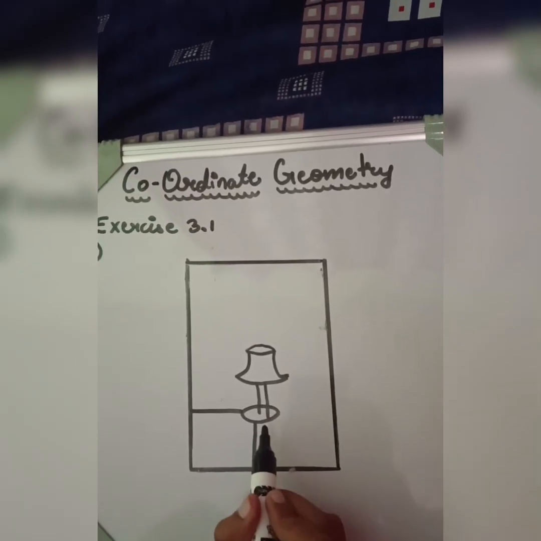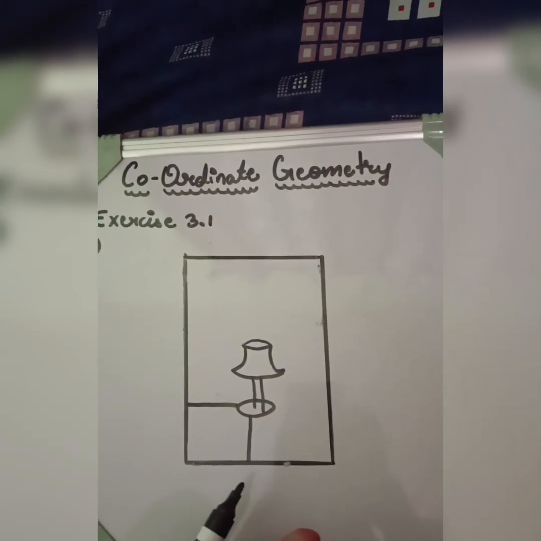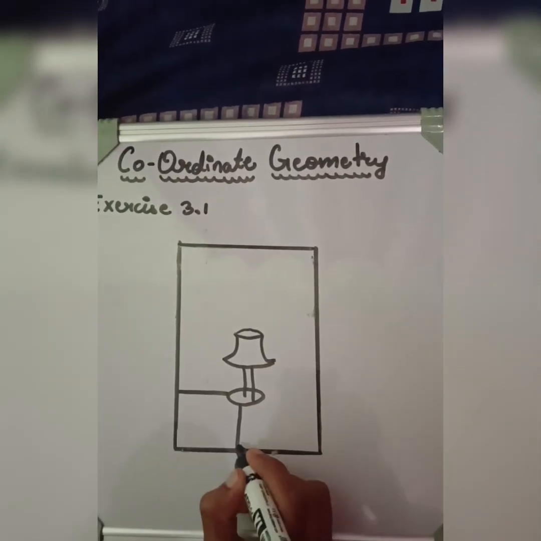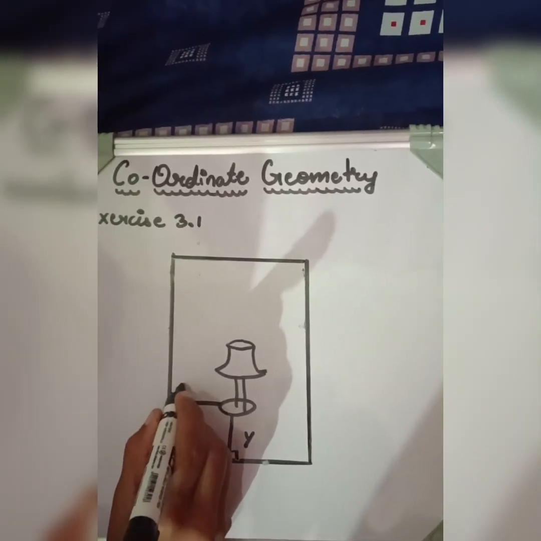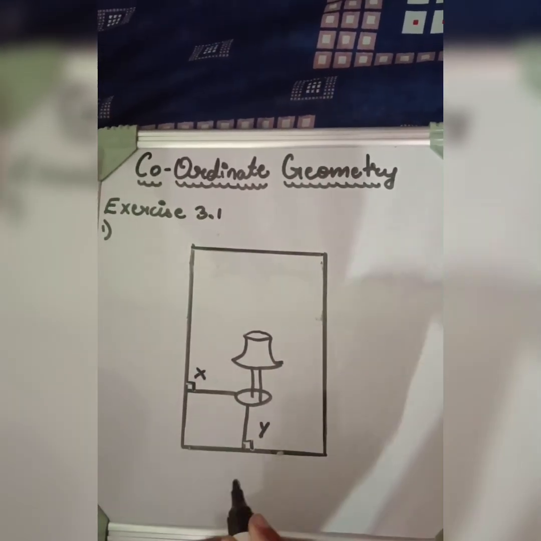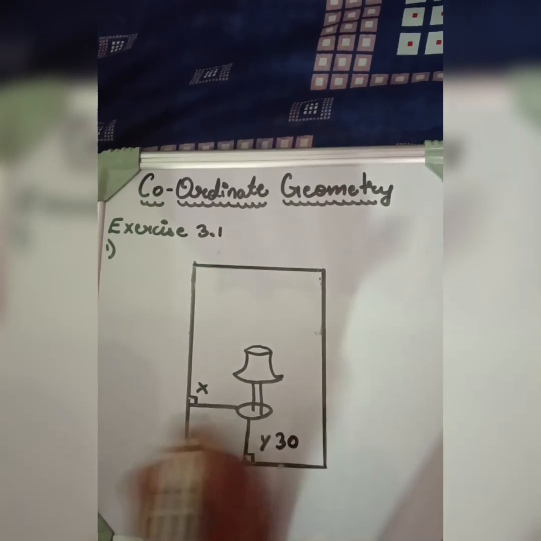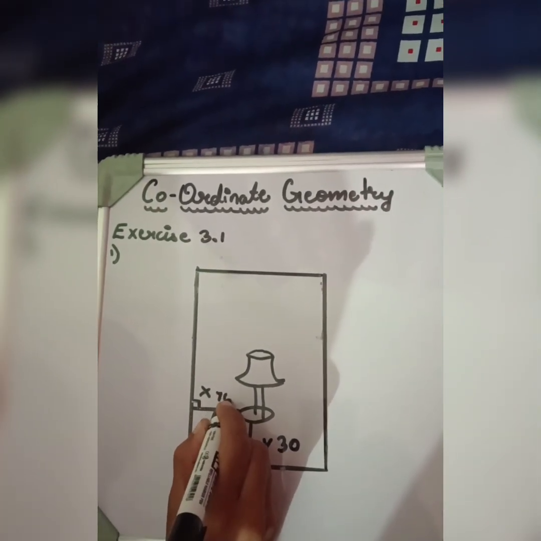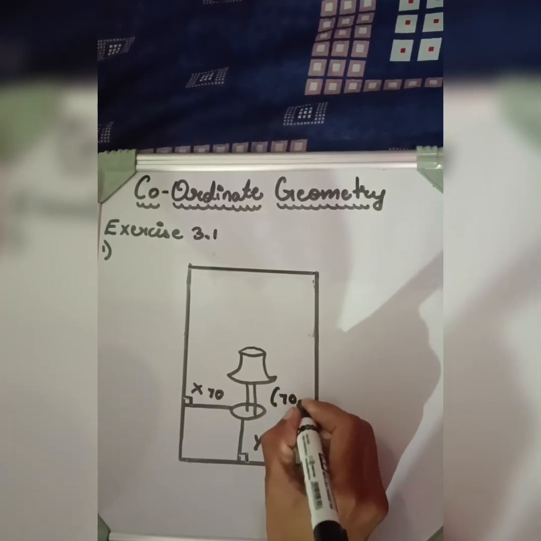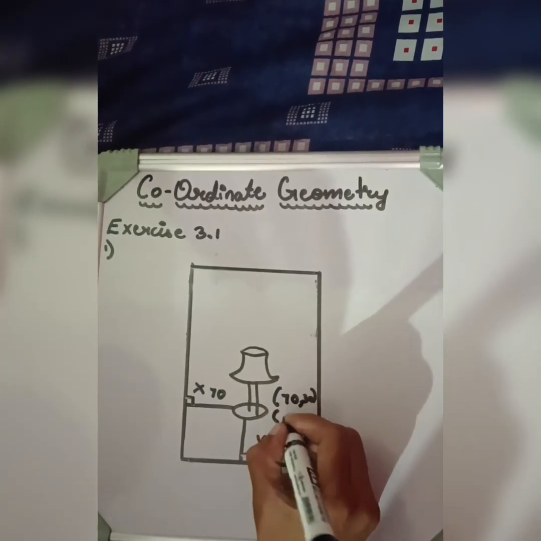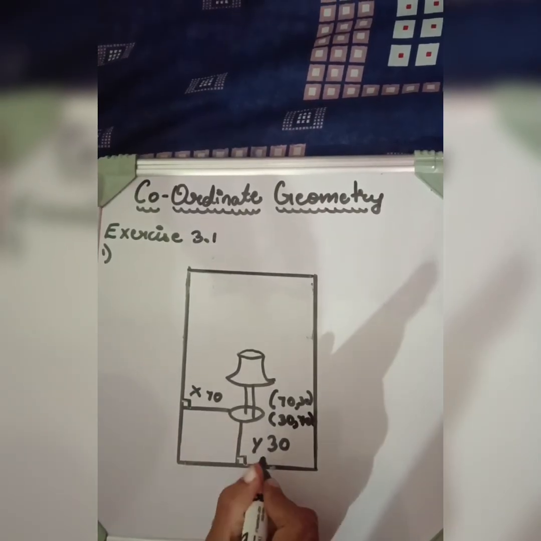Consider this lamp as a point and this table as a plane. So take any two perpendicular edges. Let's take this edge. This is the y edge and this is x. Now we can measure the distance. Let this shorter distance be 30 and this longer be 70. We can write this as 70 comma 30 or else 30 comma 70. We can also take this 30 here and 70 here.